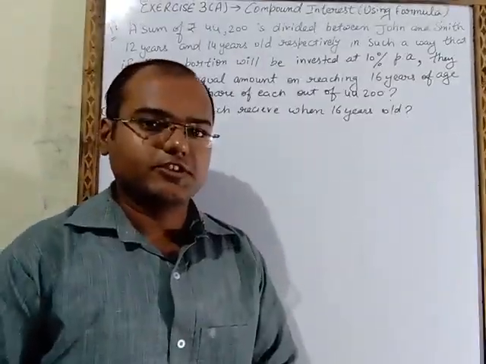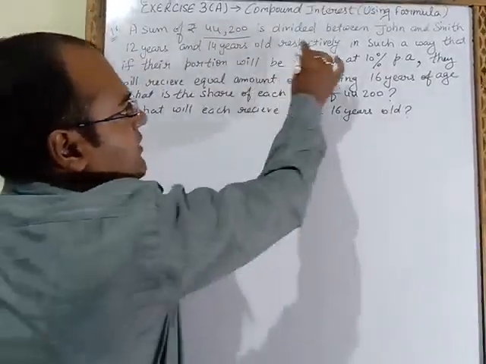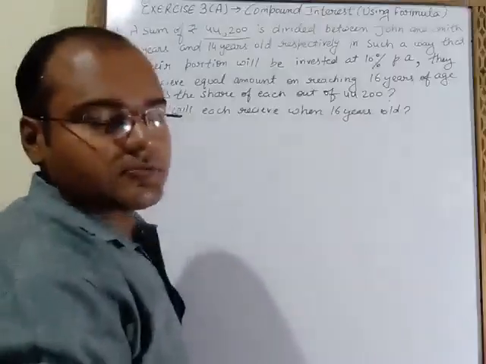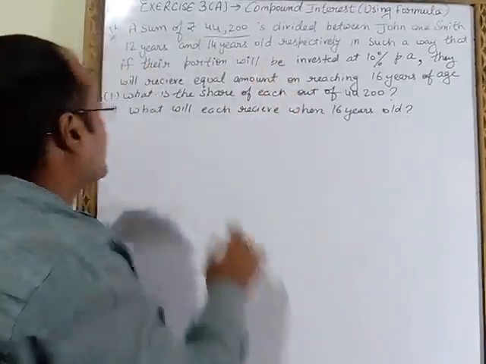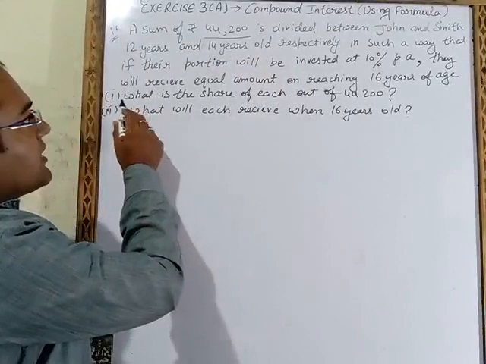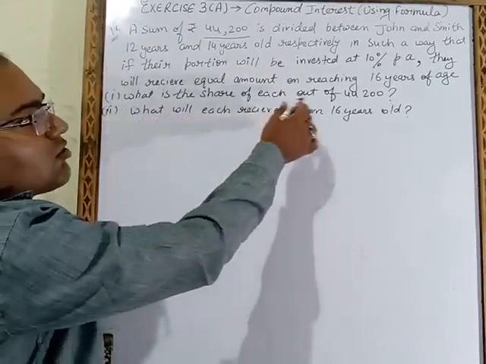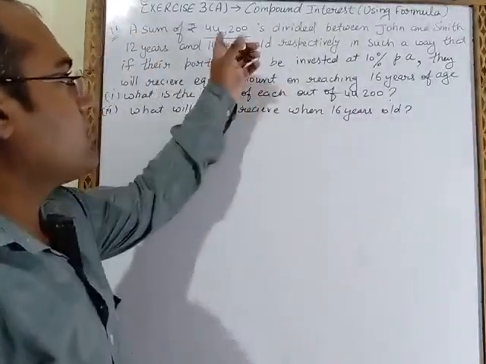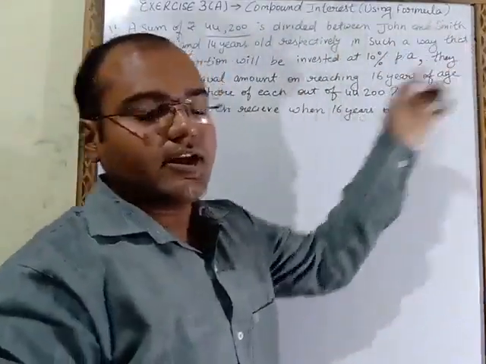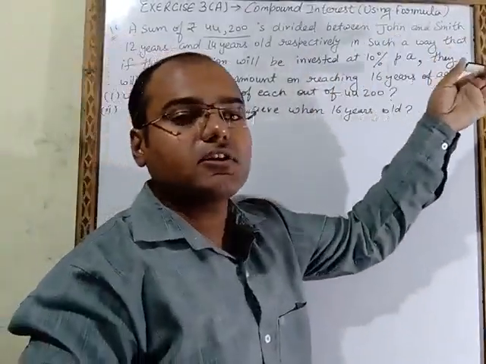Now see question number 16. A sum of rupees 44,200 is divided between John and Smith. This much money is divided between John and Smith. And what we have to calculate here in the first part is the share of each out of 44,200, and he is also asking in the question how much did John get and how much did Smith get.